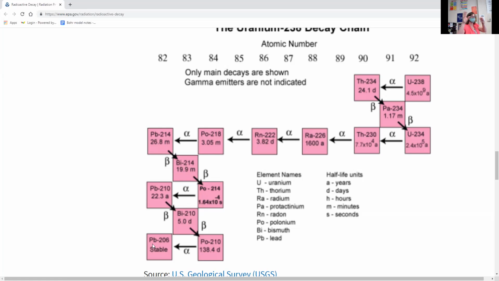And then you're starting all these new chains that are released into the environment. And there might not be as long. Bigger elements tend to have longer chains, but it could still be a lot of steps in the process before you reach a stable element. Any questions about this?